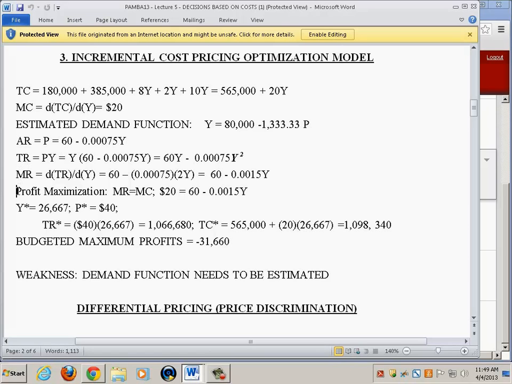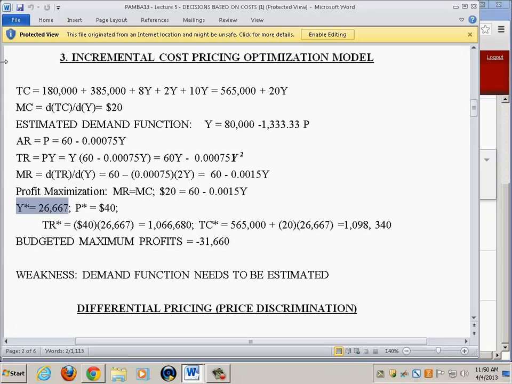So in order to maximize profits, we set marginal revenue equals marginal cost, which means we set 20, which is the marginal cost, equal to the marginal revenue, which is 60 minus 0.0015y, and we solve for y. So we get that y star, which is the solution for y, equals 26,667 units, which means that we need to sell 26,667 car days to maximize profits.